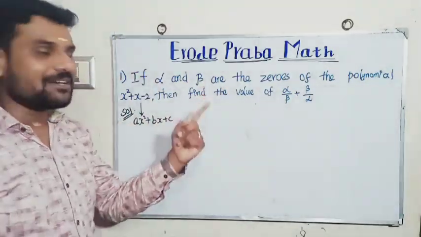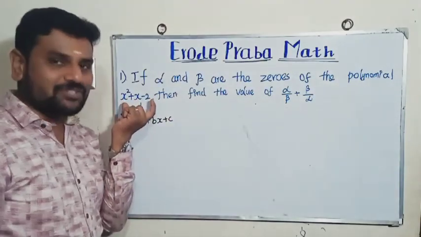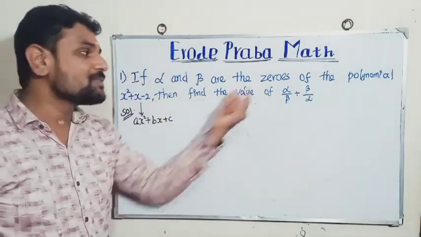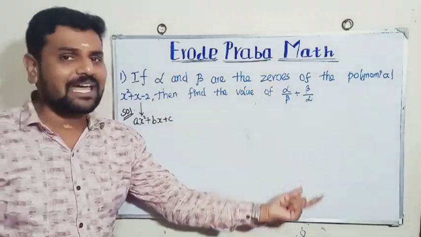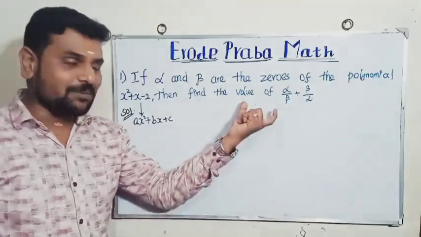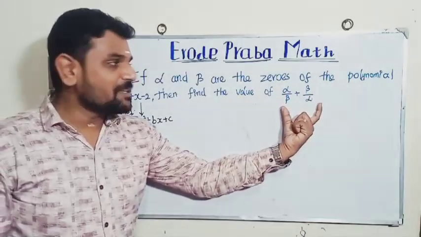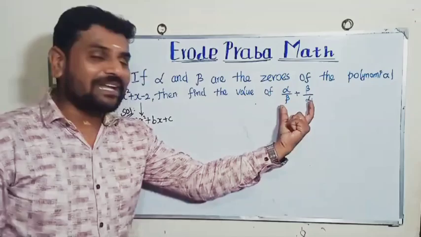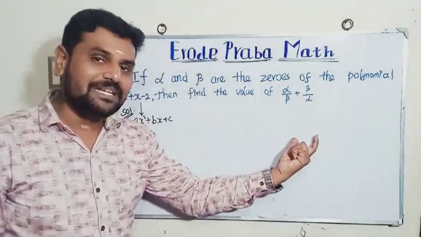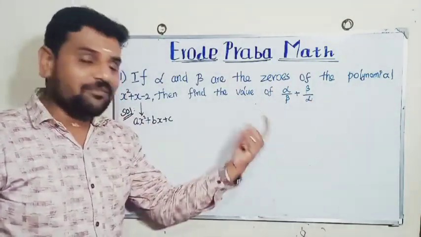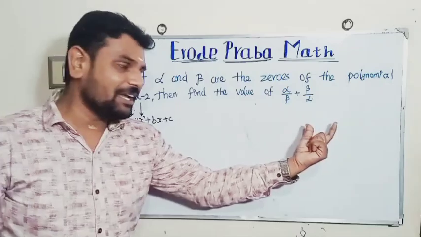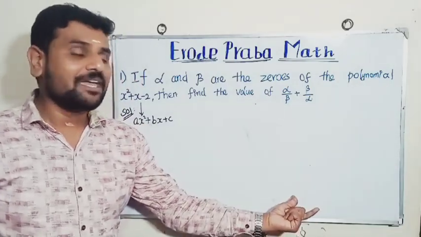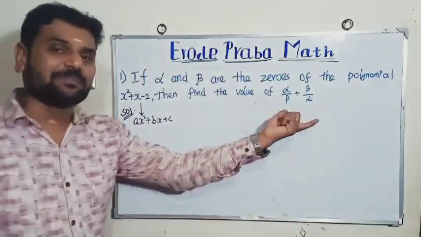One method is that we can find the zeros first. When we apply the zeros for alpha and beta, we can get the answer. The second one is that we have alpha by beta plus beta by alpha, and we need to write this in the form of alpha plus beta and alpha into beta. When we apply that, we can get the answer. So now we are going to see that method only.